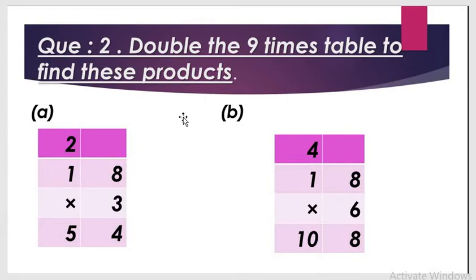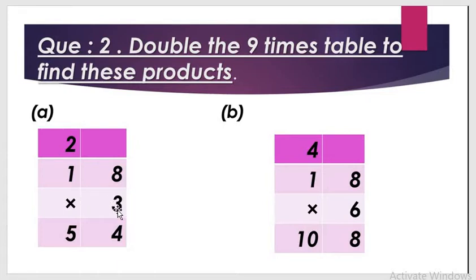So students, we start here with question number 2, revision of last lecture. Double the 9 timetables, find this product. First of all, what is the double of 9? The double of 9 is 18.